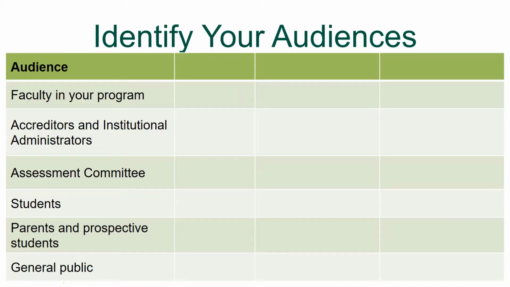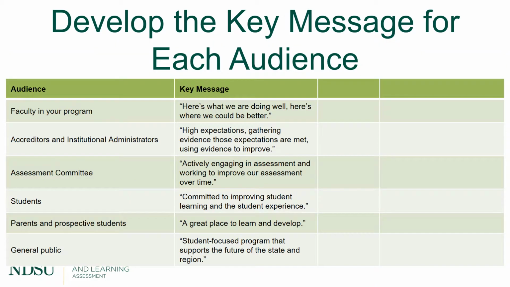First, identify your audiences. With whom do you want to share your results? This might include faculty in the program, accreditors, institutional administrators, and your institution's assessment committee, but it also might include students, parents, and the general public. Next, think through what key message you want to communicate to each audience. This will help you figure out how to best reach that audience. For example, for faculty in your program, the key message might be, here's what we're doing well, here's what we could be doing better. For students, the message might be, we're committed to improving student learning and the student experience.